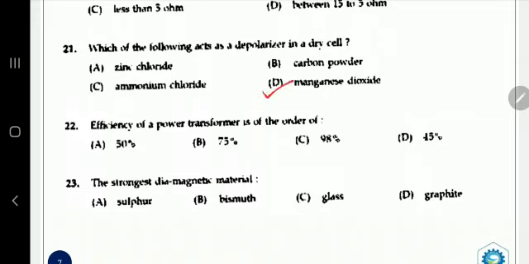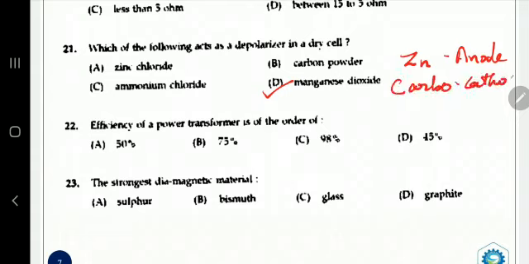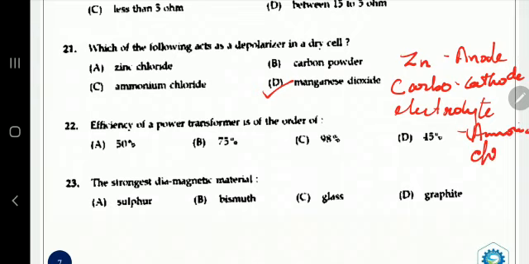So let's go through the other things also. Zinc is actually used as the anode here. Then the carbon is mainly used as the cathode. Then the electrolyte is ammonium chloride. So these are the things which are used in a dry cell.